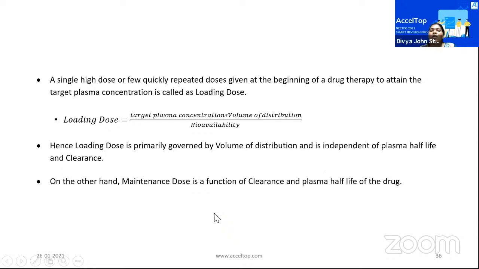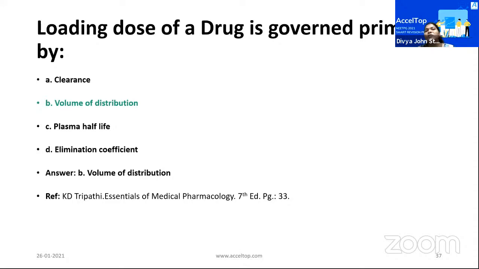And on the other hand, your maintenance dose is a function of your clearance and plasma half-life, because you're trying to maintain that plasma concentration when the level is fading off from the systemic circulation as a result of elimination or clearance, or the fall in the T half, or like the progress of dosing duration. So loading dose is a function of volume of distribution.